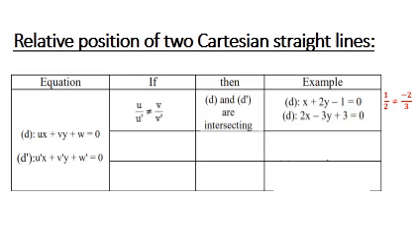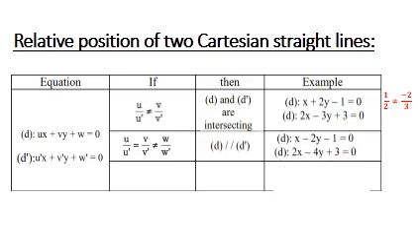Okay, let us take the second condition. If u/u' is equal to v/v', but it's not equal to w/w', then the two straight lines are said to be parallel. Let us take an example. Look at those two straight lines. 1 over 2 is equal to 1 over 2, but it's not equal to minus 1 over 3. Then those two straight lines are said to be parallel.